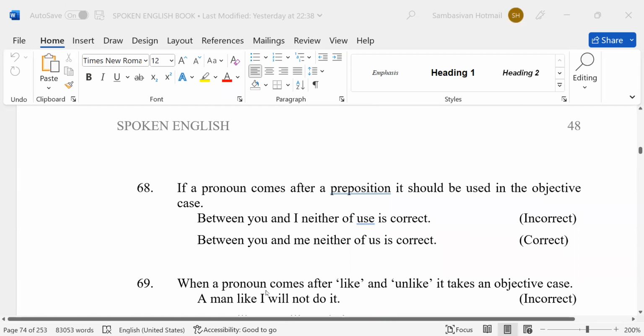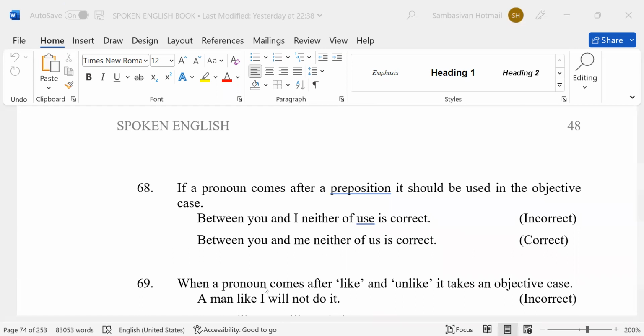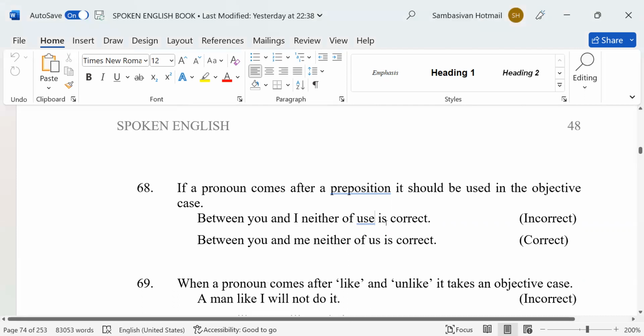68. If a pronoun comes after a preposition, it should be used in the objective case. Between you and I, neither of use is correct. No. Neither of us is correct. Neither of us is correct. Between you and me, neither of us is correct. You and me, not I.